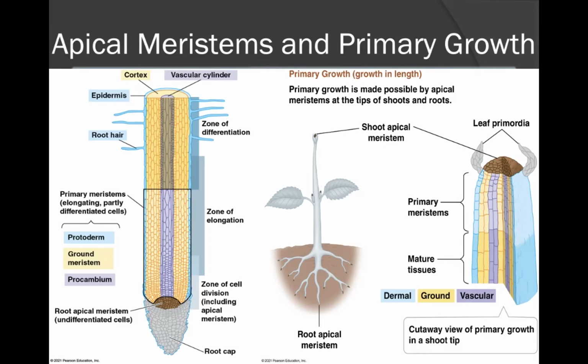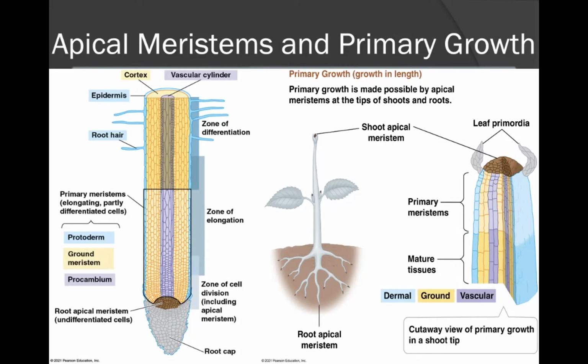This slide depicts the role of the apical meristems in the primary growth of the plant. Note that the root apical meristems are located at the tips of the root. Also note that there is an apical meristem located at the top of the shoot or top of the plant.